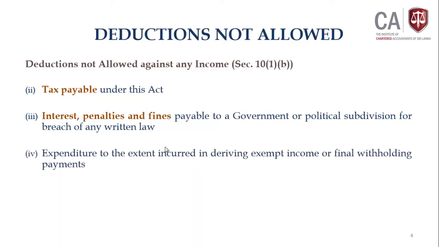So, number 4 is very important. The expenditure to the extent it is deriving exempt income or final withholding payment. As we discussed the previous day, in the third schedule, there are certain items that are exempt from income tax, no. So, as we discussed, if items are exempt from income tax, they are removed from the calculation of income source. For example, in section 6, subsection 3, any exempt income from business should be removed in the calculation of the business income.